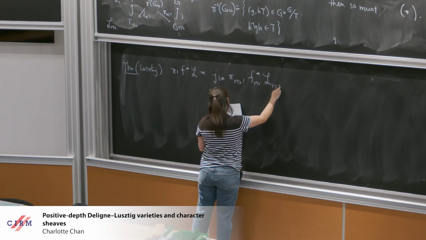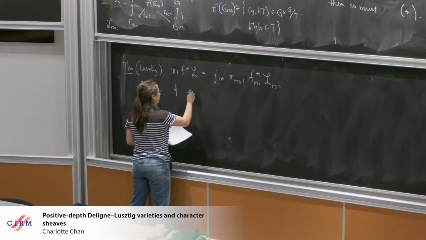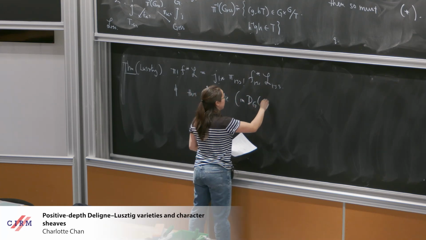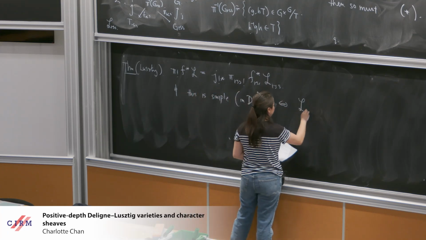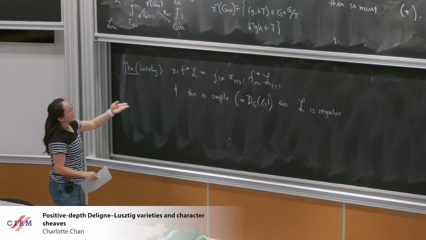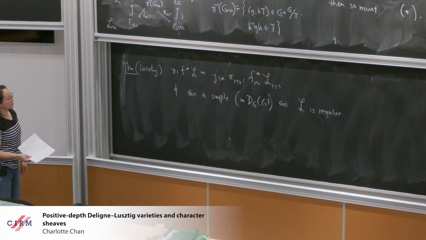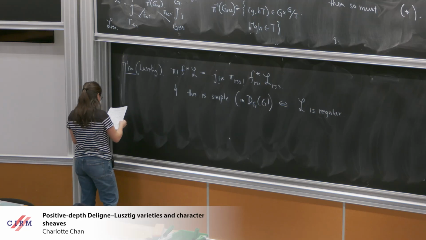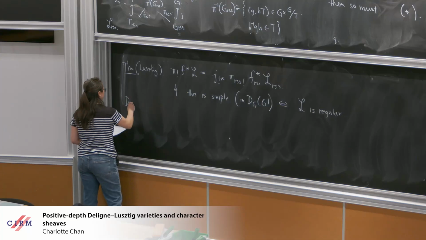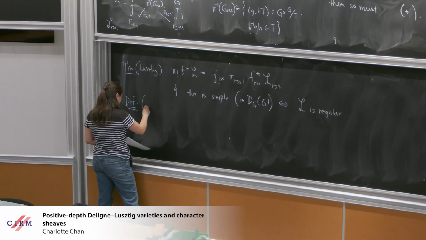LRSS. And this is simple if and only if L is regular. And I don't want to write down the notion of regular here, but it's really the same thing as before. You look at the stabilizer of L under the action of the Weyl group and you ask that it's trivial. Okay, so this is a definition of some character sheaves, not all.